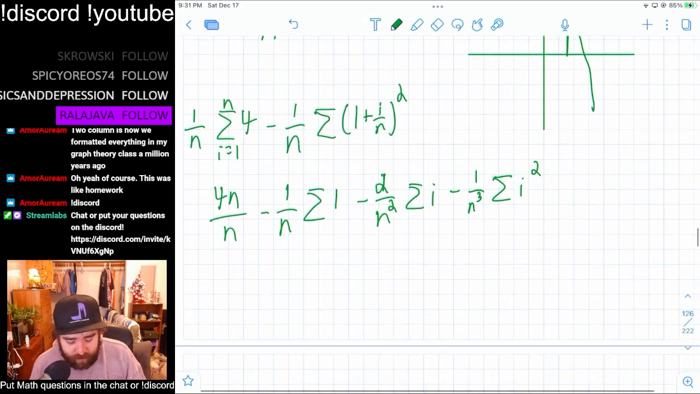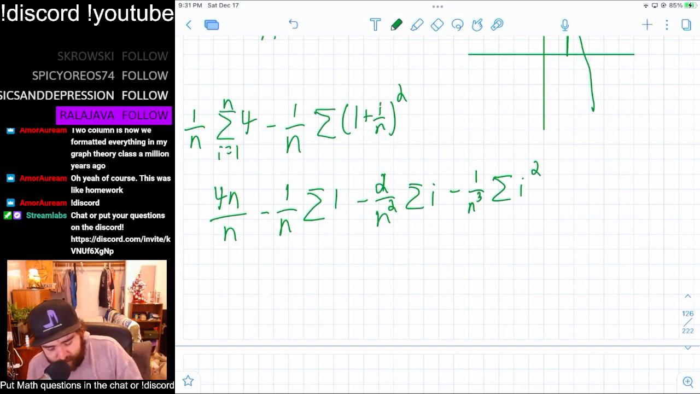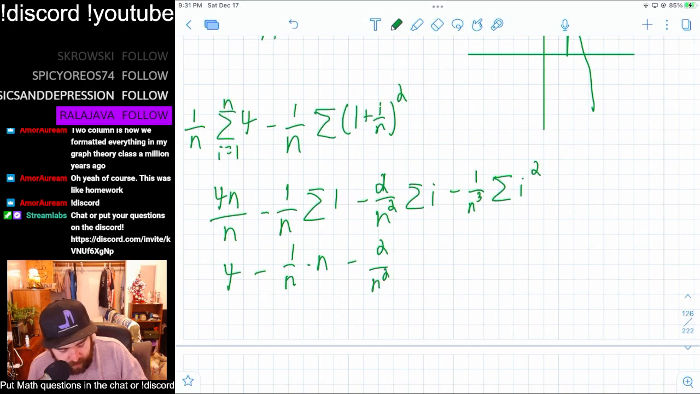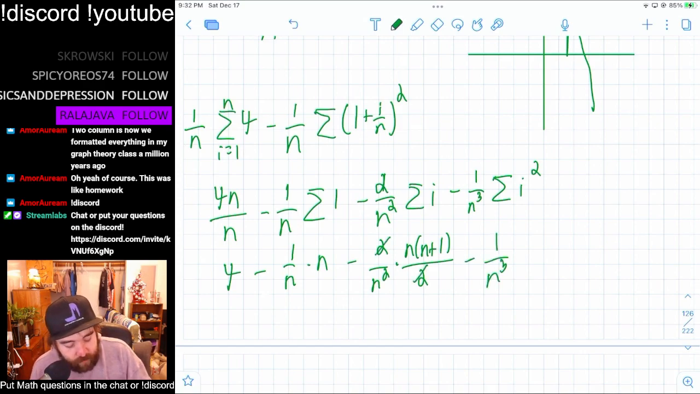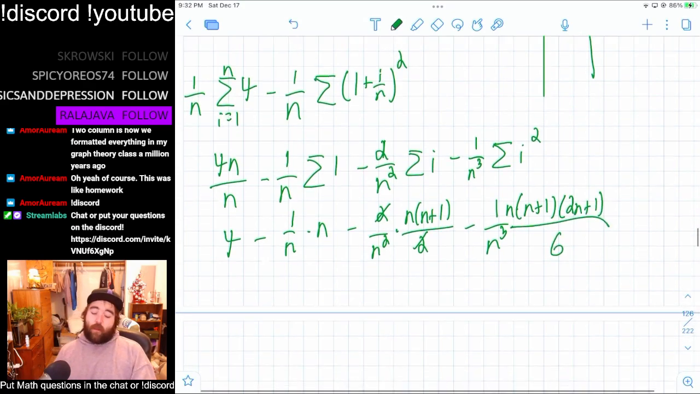And so now it's just the formulas. Geez. So this is 4. This is 1 over n times n. This is 2 over n squared times n plus 1 over 2. And this is 1 over n cubed times n plus 1 times 2n plus 1 over 6. Man.